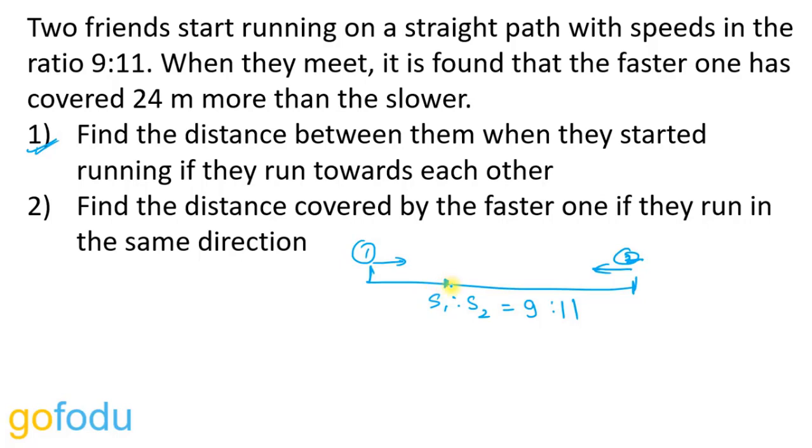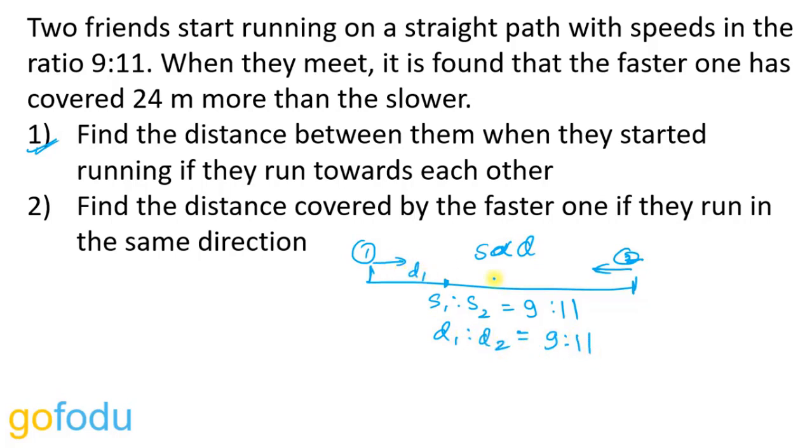Now if nothing is mentioned, we assume that they started running simultaneously, and when they meet, they both will have run for the same time. They both started simultaneously and they meet at the same time, so they both must have run for the same duration. Time here is constant for both, and this is a classic scenario of time being constant when two people start running simultaneously and they meet somewhere. As time is constant, speed will be directly proportional to distance. So d1 is to d2 will also be equal to 9:11.